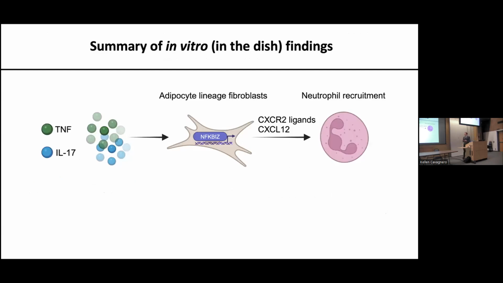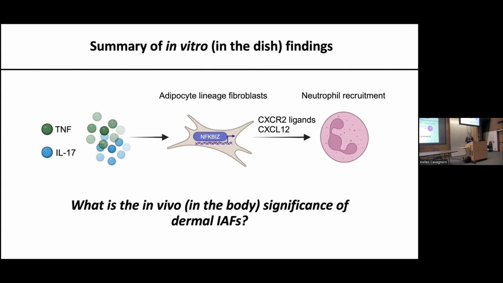So to summarize what we've learned so far in vitro in a dish, we've learned that IL-17 and TNF, these pro-inflammatory cytokines, synergistically activate adipocyte lineage fibroblasts, driving their expression of this NF-kappa B cofactor, NFKBIZ, allowing the release of CXCR2 ligands and CXCL12 to promote robust neutrophil recruitment. So now we know fibroblasts can do this, but the next question is, is it important in vivo in the body? Is it significant? And this is what we address next.